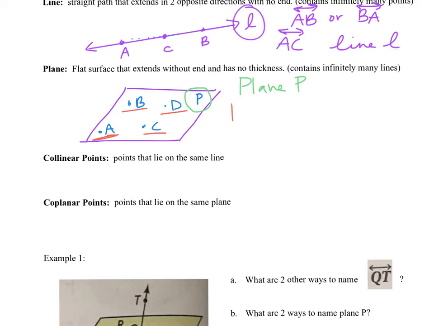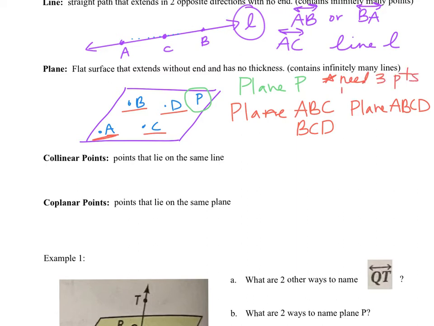So if I said this is plane ABC, that would work. Or plane BCD would work. You can also do more points than that. You can say this is plane ABCD, and that's just fine. But you only need 3. Maybe just make a note of that. You need 3 points not in a straight line.